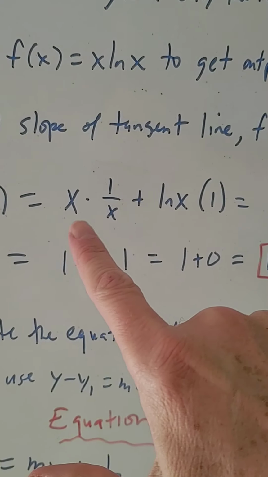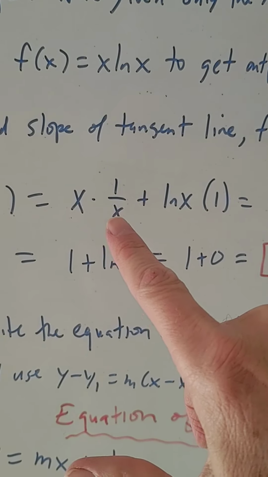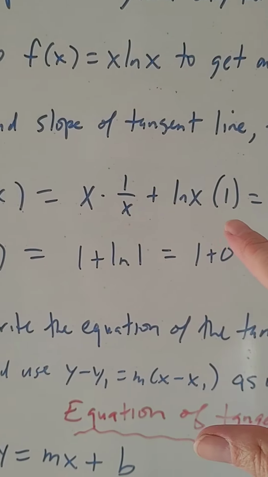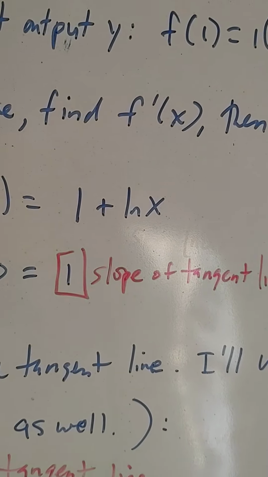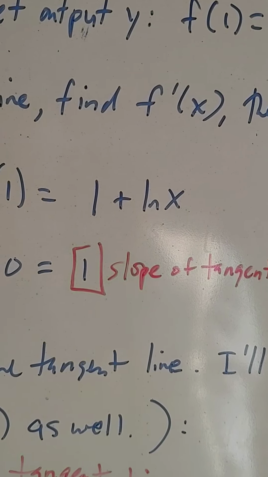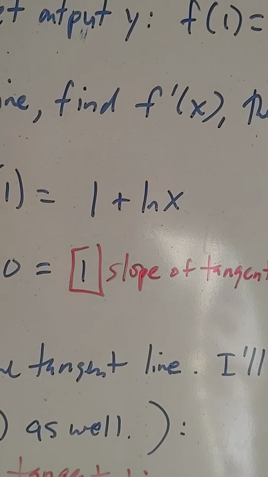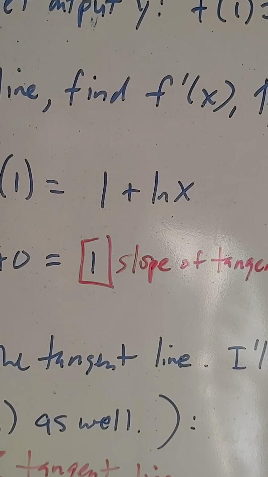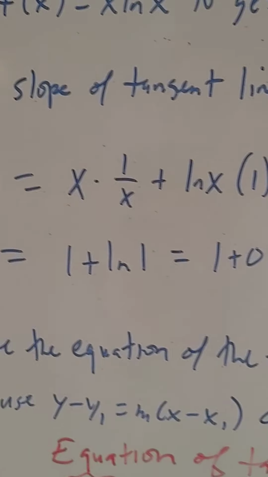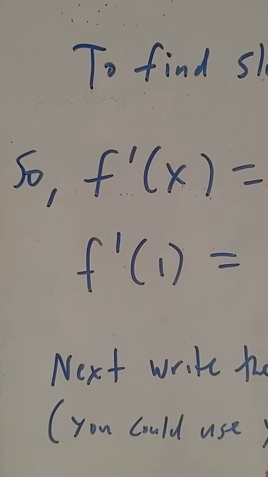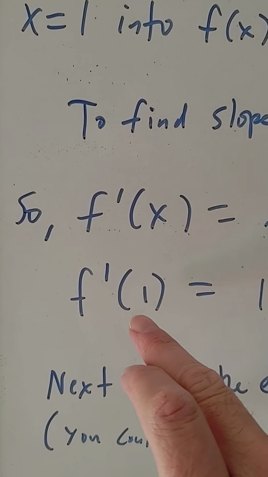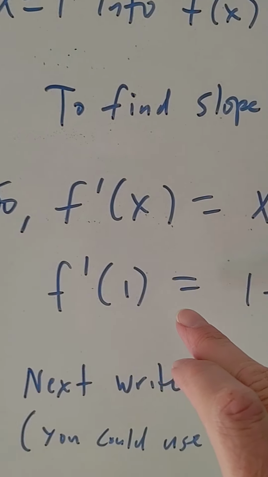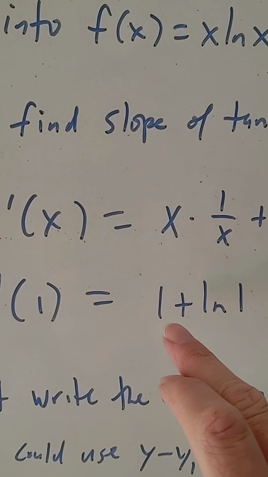And don't the x's cancel here? So this is just going to be 1 plus, and then ln of x times 1 is just ln of x. So there we have it, 1 plus the ln of x. That's my derivative function for any x, which will tell me the slope of the tangent line for any x. But now what we want to do is evaluate this derivative at 1. So wherever you see an x, we're going to write 1. So f prime of 1 means the slope of the tangent line at x equals 1. Wherever you see x's, you write 1s.